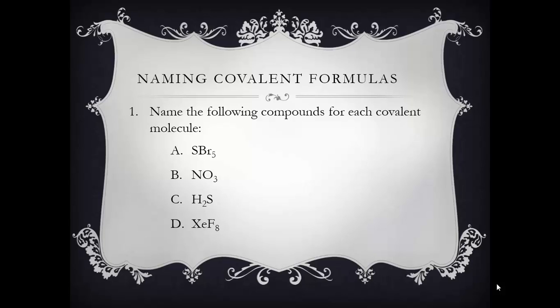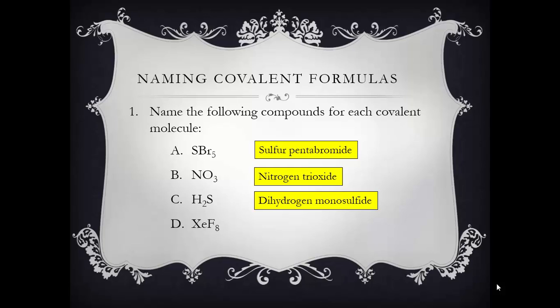The naming is the same way. You just gotta remember to put the mono if it's at the end, the second element. Here we have sulfur and bromine. There's 5 bromines, so it's sulfur pentabromide. NO3, there's nitrogen, and tri is 3, so it's trioxide, nitrogen trioxide. H2S, dihydrogen monosulfide. Mono because it's the second element. And then you got xenon with 8 fluorines, so it's xenon octafluoride.